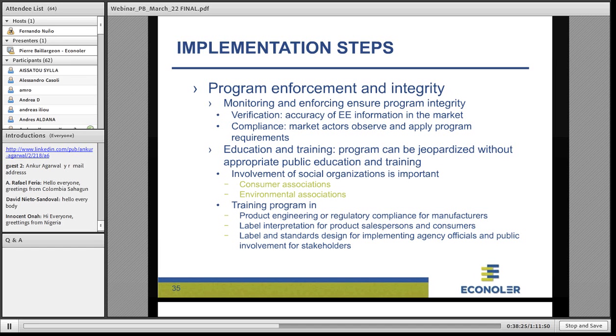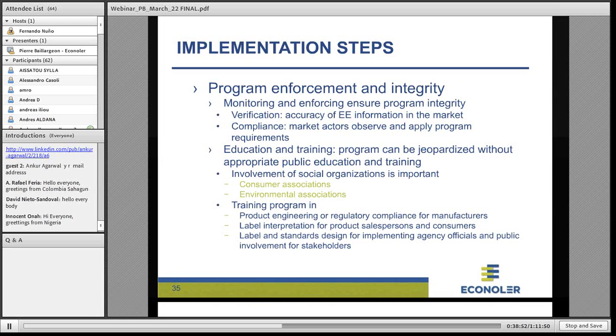I already mentioned program enforcement and integrity as being one of the main concerns of manufacturers when you introduce this. And that's something that you must pay attention to. So you must be sure that you have enough resources, and I'm talking here about human and financial resources, to ensure the enforcement and integrity of the whole scheme. Otherwise, it will bring problems.